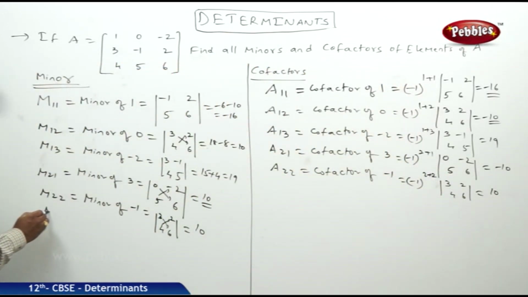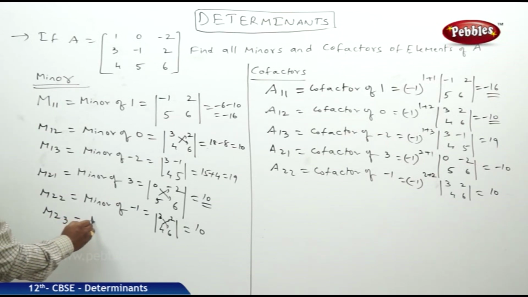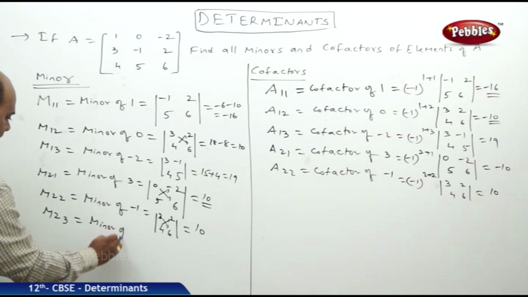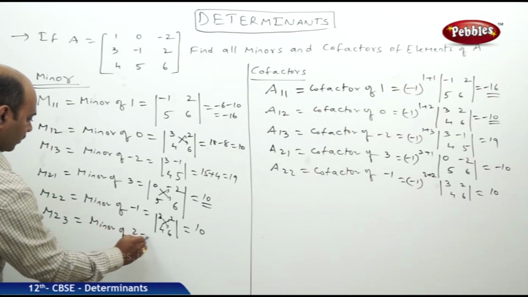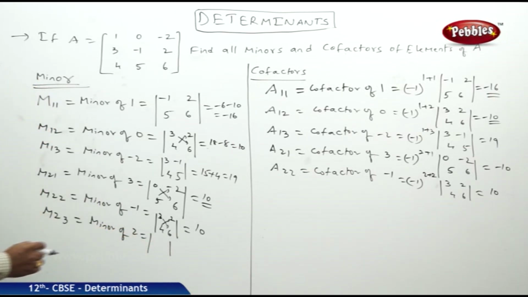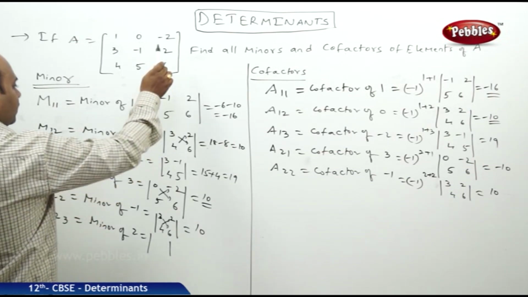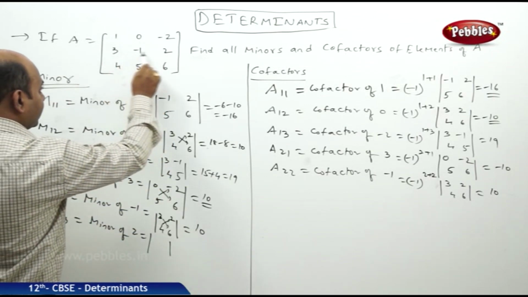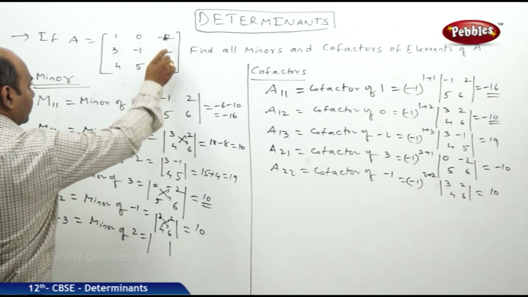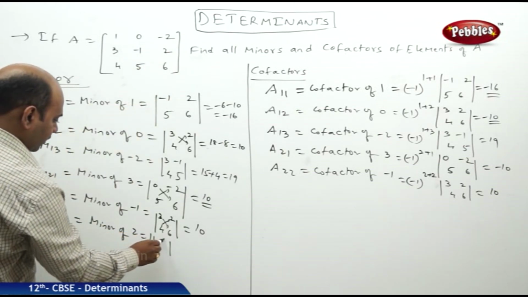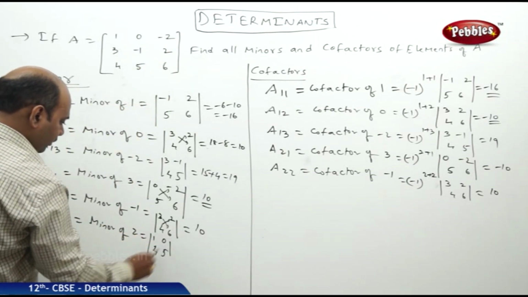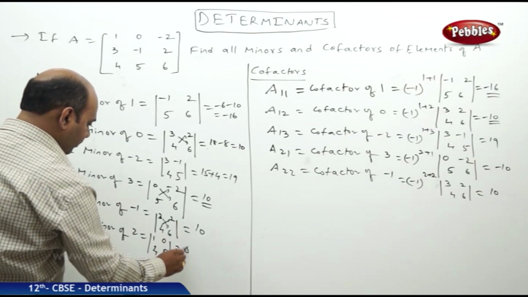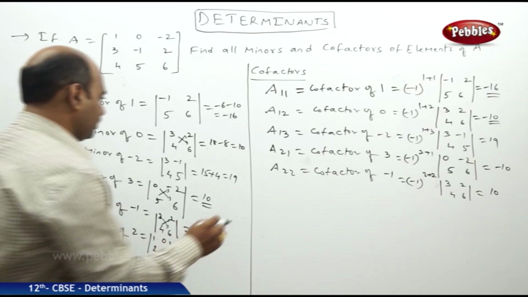Similarly M23 means minor of 2 into its determinant. Minor of 2 is equal to the determinant obtained by deleting the corresponding row and corresponding column. So there remains 1, 0, 4, 5. So 5 minus 0, it will be 5.